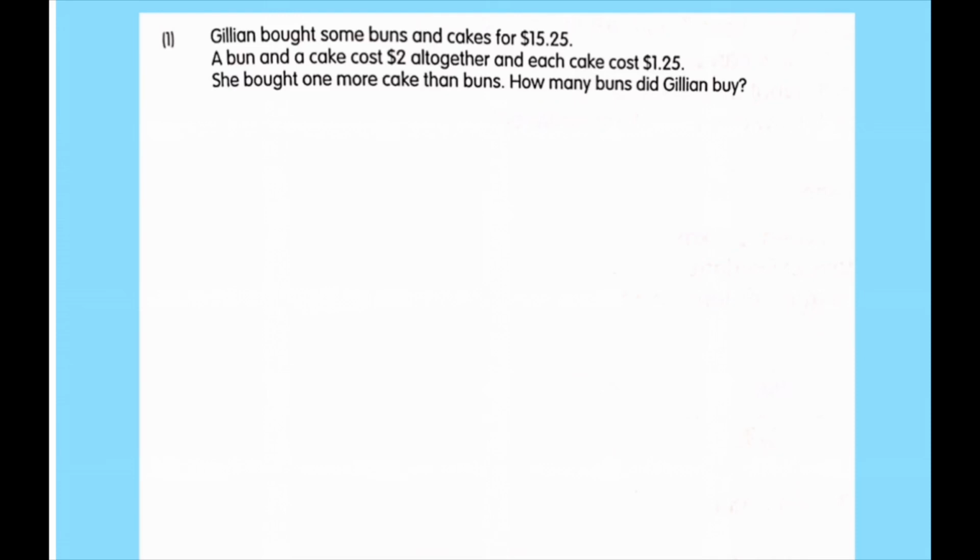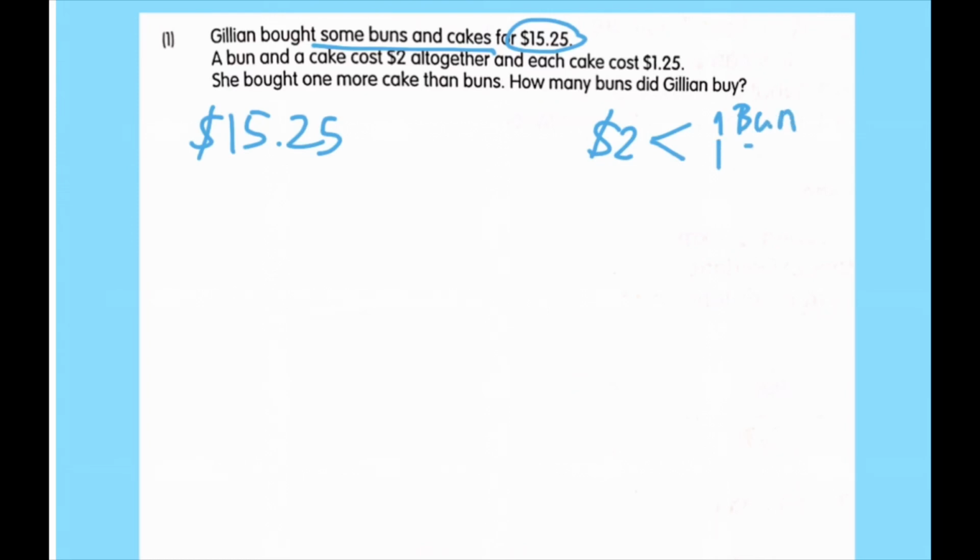Again, we know that Jillian spent $15.25 for some buns and cakes. We know that a bun and a cake together cost $2. Again, $2 is the price of one bun and one cake. We know that one cake costs $1.25. She bought one more cake than buns, and we need to find out the number of buns that Jillian bought.